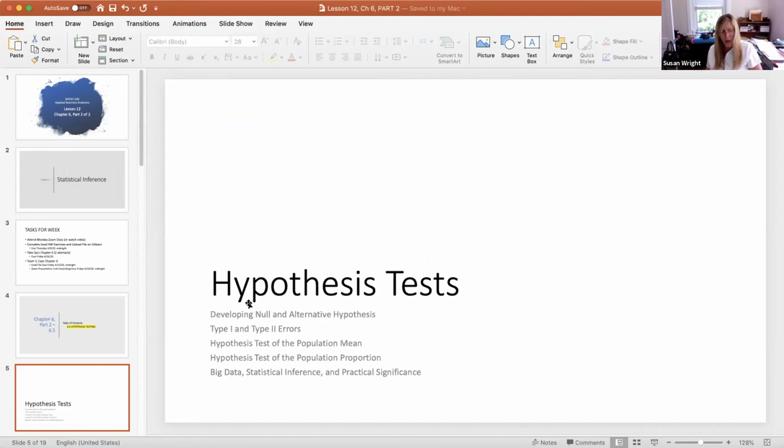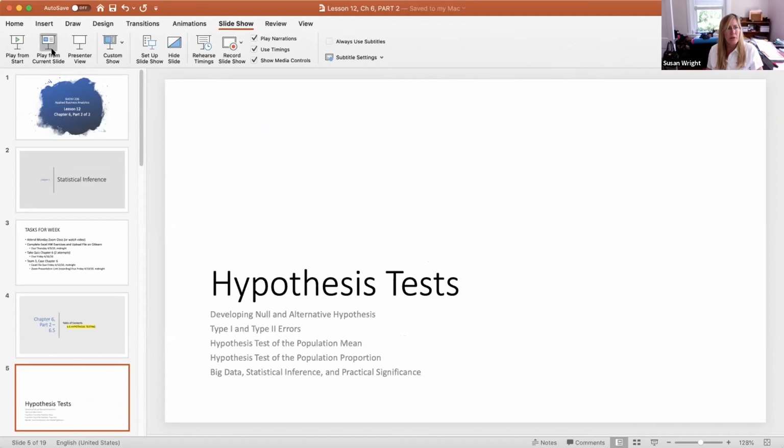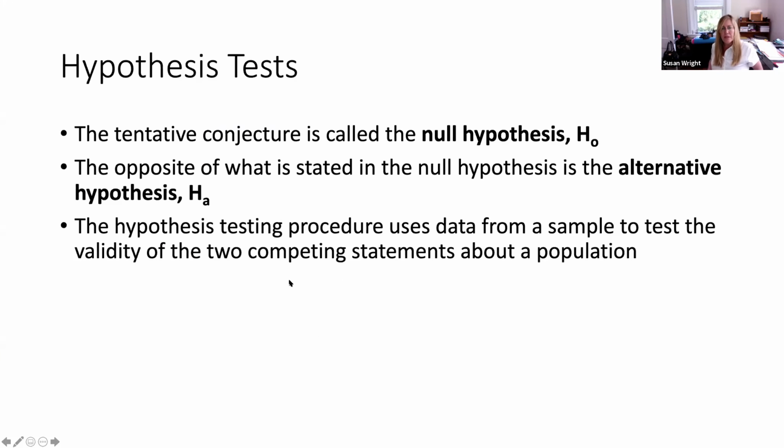So let's first talk about the difference between a null hypothesis and an alternative hypothesis. So we say the tentative conjecture, what that really means is the core assumption, right? The core assumption is called the null hypothesis. And the opposite of that is called the alternative hypothesis. And hypothesis testing uses data from a sample to test the validity of these two competing statements. That's the purpose of this.